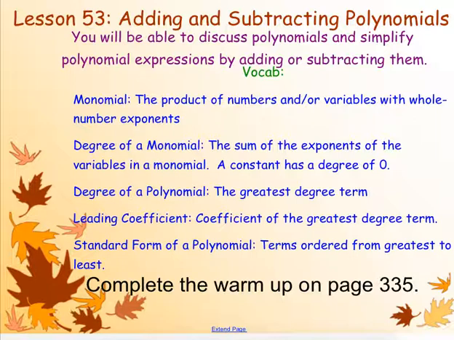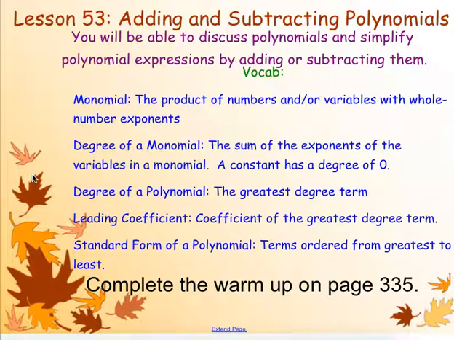Degree of monomials, this is the sum of the exponents of the variables in the monomial. And our coefficients, or here called constants, has a degree of 0. Degree of a polynomial, this is the greatest degree term. So if we're looking at a list and a term has a degree of 3, and that's the biggest one, that is the degree of the polynomial.